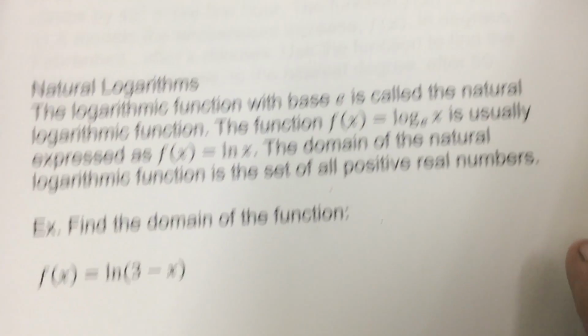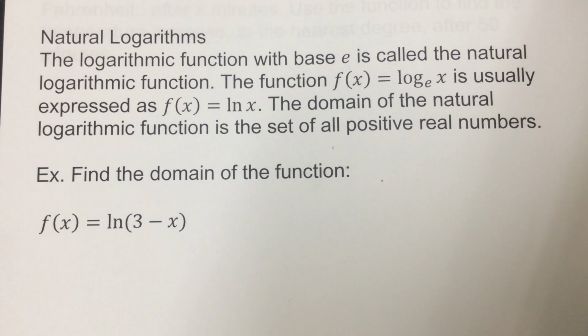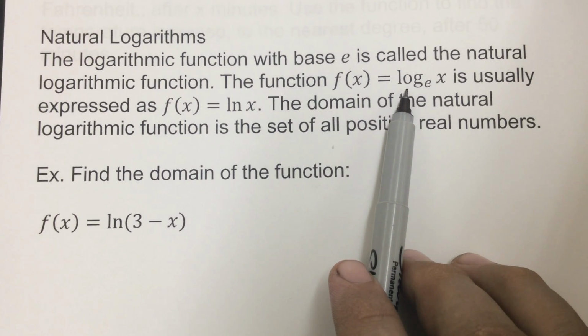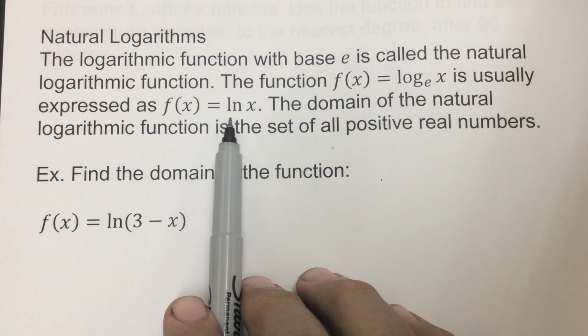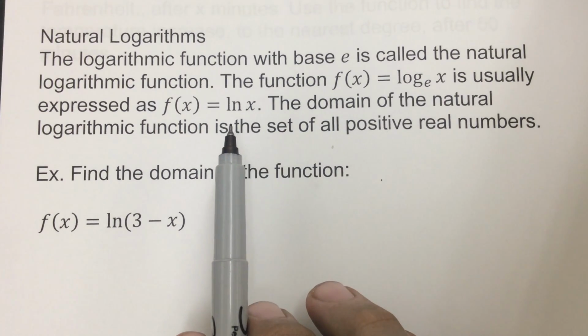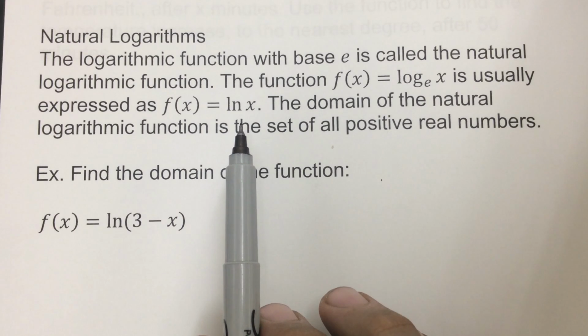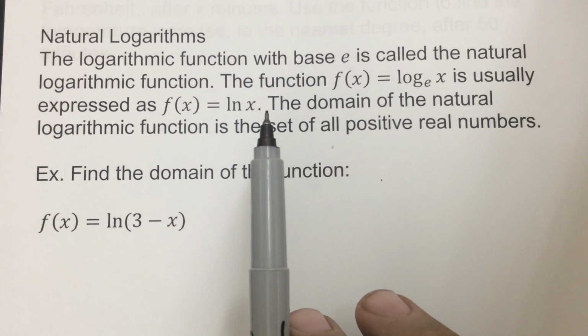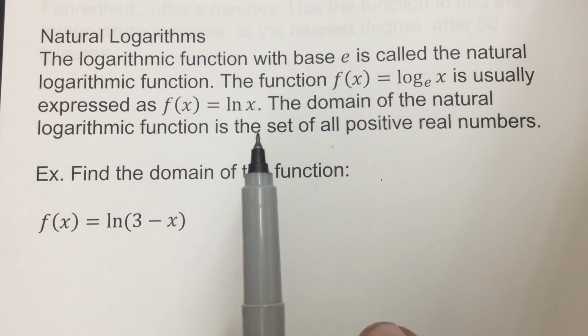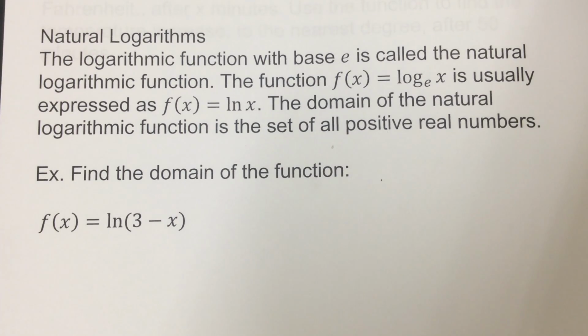Okay. Next, we have the natural logarithms. The logarithmic function with base e is called the natural logarithmic function. So in other words, the natural log is usually how we refer to it. This is really what ln stands for, the log of base e of that number. So we would just shorten it to ln x, which stands for the logarithm of a base e number, the natural base, I should say, natural base e.